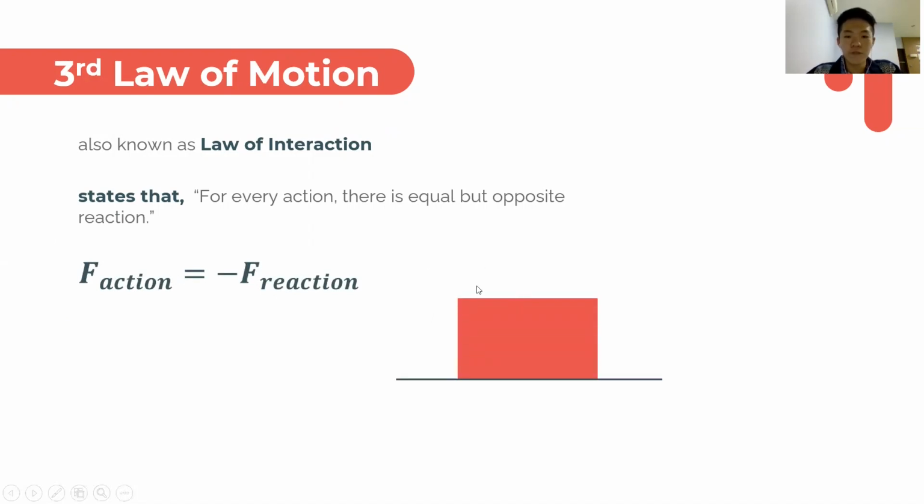So for example, if we have a body here, the body will have a weight which can be calculated by multiplying m by gravitational acceleration g. For the body to not collapse to the surface, there will be an equal but opposite reaction, which is the normal force. So from this, we can get that F action equals negative F reaction. For this situation, the weight will be the action force and the normal force will be the reaction force. So weight equals negative normal force.